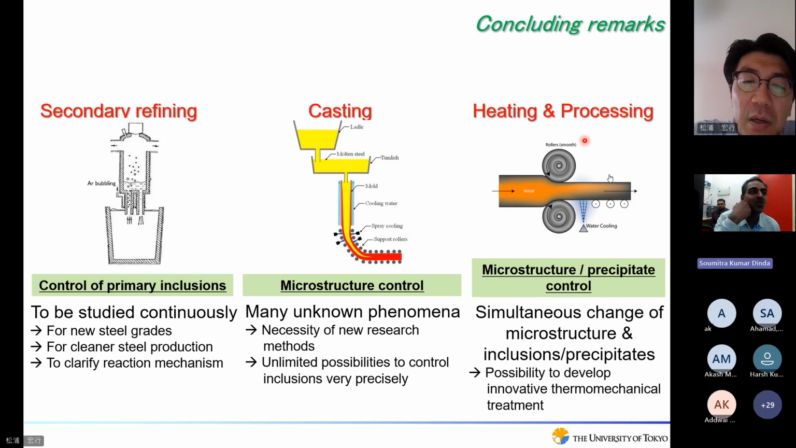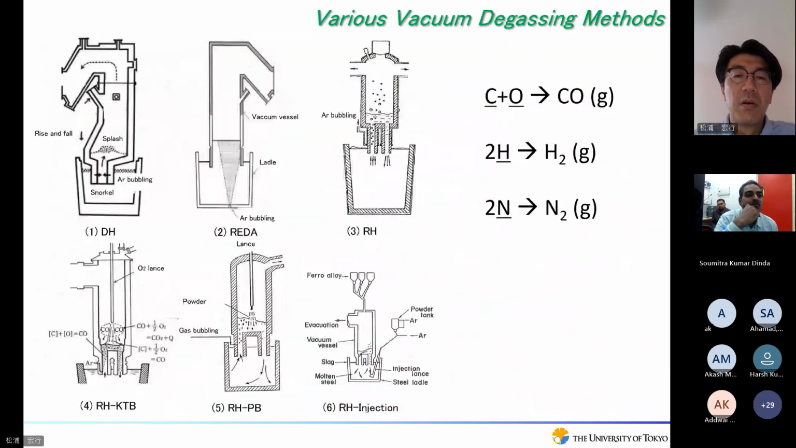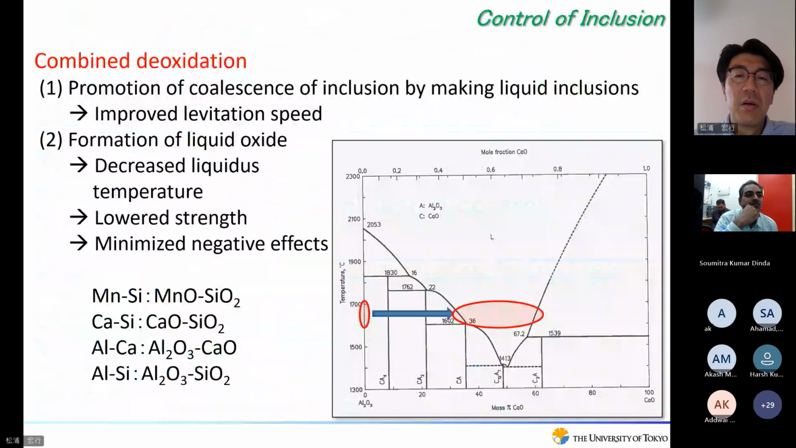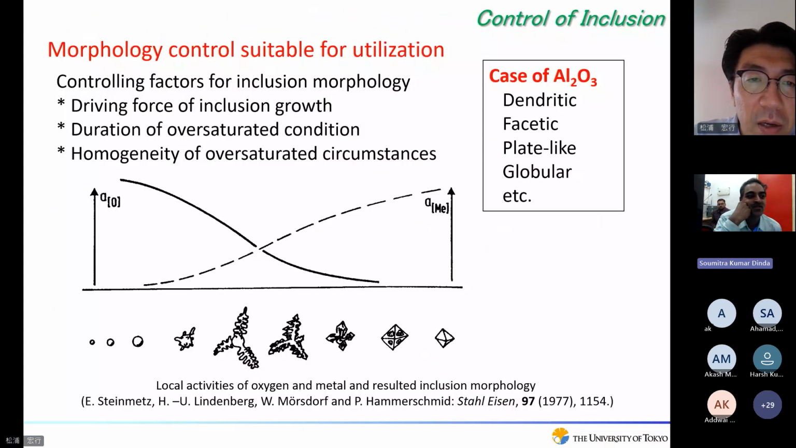Okay, there's one more question. How, by changing the activity, can we change the morphology of the inclusions? What is the physical mechanism behind that? Oh, I see. You're talking about this one? Yes.